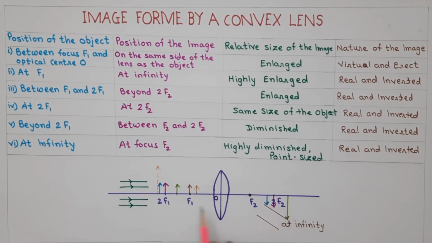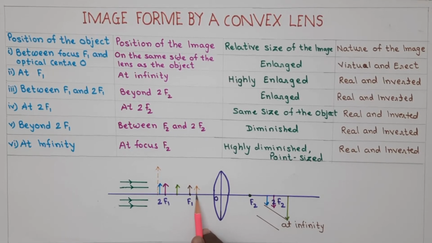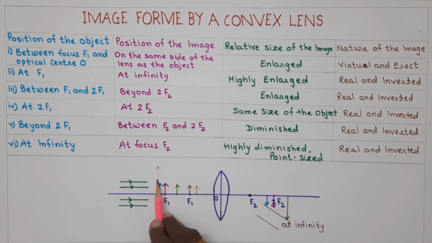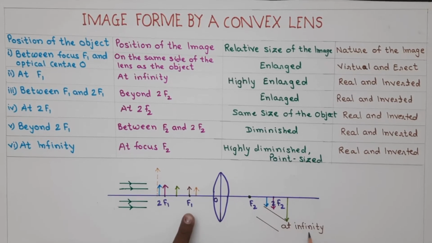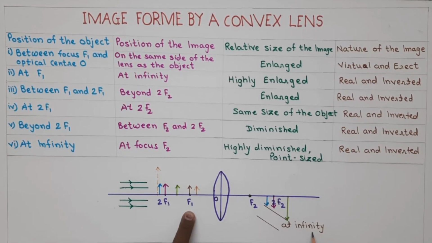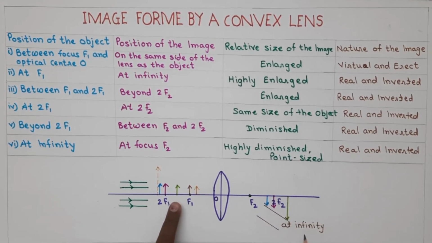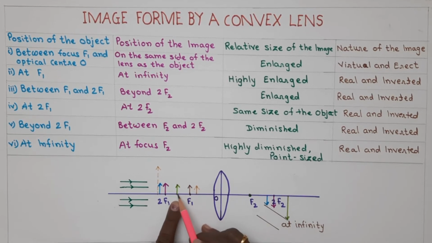Now see the size. It was close. It is totally a different image. It is virtual and erect on the left side of the lens. As we are moving away from the lens, the image is coming closer to the lens. Now let's look at the size. When the object is at f1, the image is at infinity, and that image is highly enlarged.